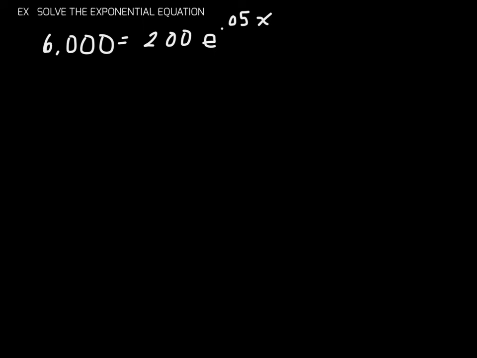Look at this example. This one's pretty cool. 6,000 is equal to 200 times e raised to the power of 0.05x. Now, I know there's two letters, e and x, but only x is the variable. You know, e is a number that's approximately equal to 2.7. So what I suggest you to do in order to isolate the variable expression, get this 200 out of there. How? By dividing both sides by 200. Okay?